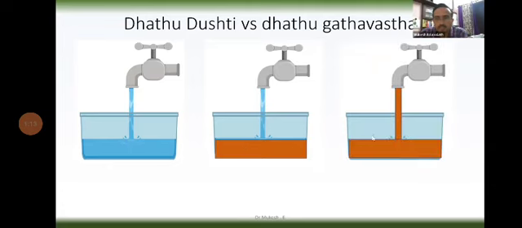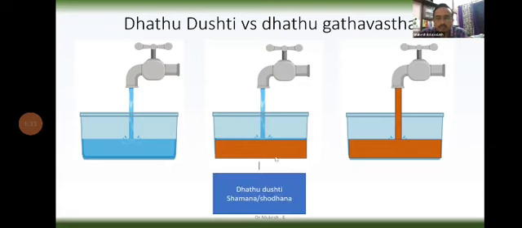You look at the third scenario. Even the water coming from the tap itself is very muddy. In the earlier case, the water coming from the tap is very clear, but then the mud got mixed with that. But here, the water that is coming from the tap itself is muddy. So this is the dhatu involvement or dhatu dushti, where dosha has caused dhatu dushti. So the treatment will be shamana or shodhana, depending upon the degree of involvement of the dhatu.